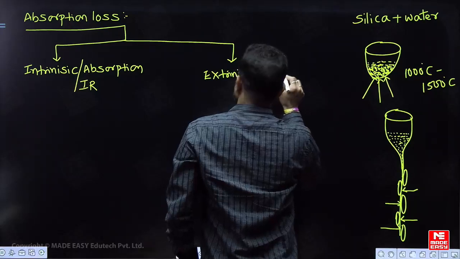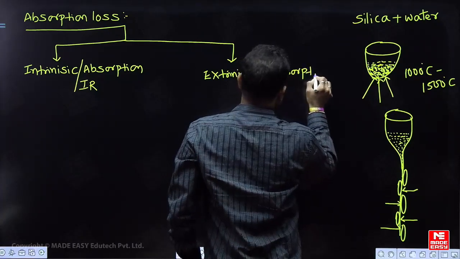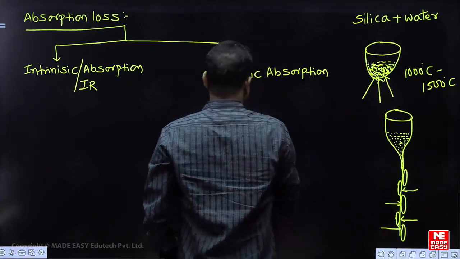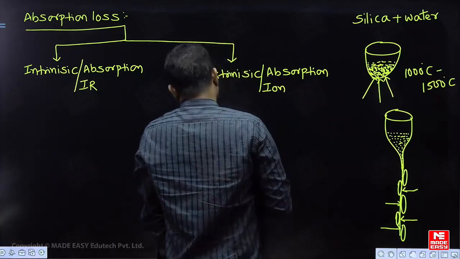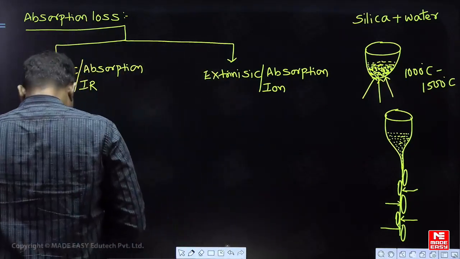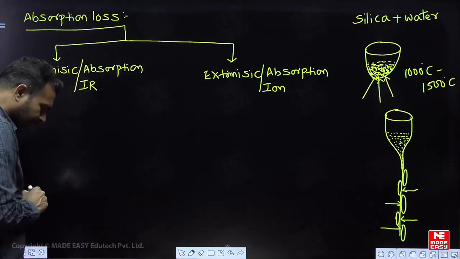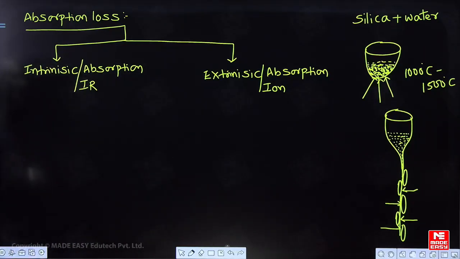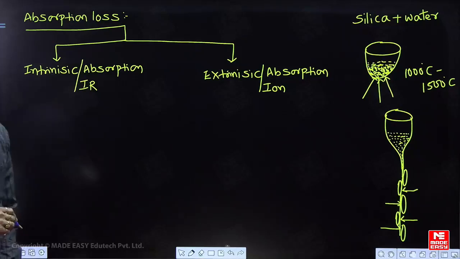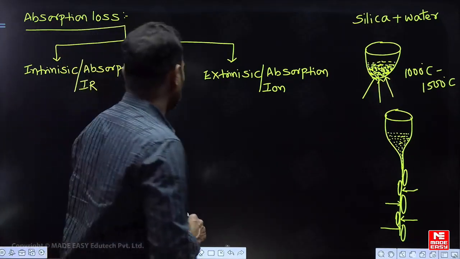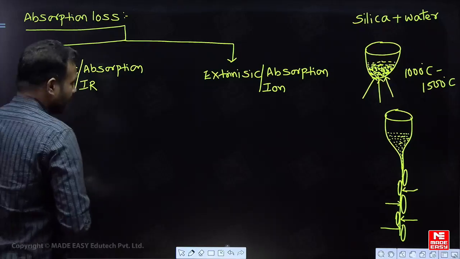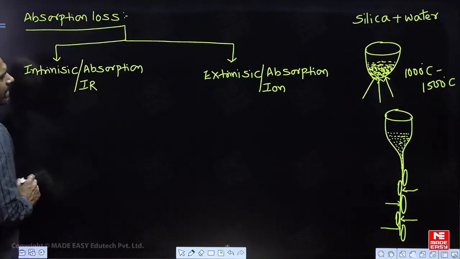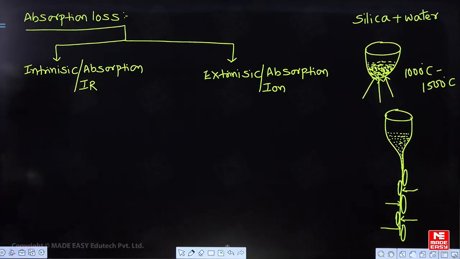The extrinsic absorption is also called ion absorption. So the first one is intrinsic absorption, and the second one is extrinsic, also called ion absorption. This is the concept we have. Talking about intrinsic absorption and extrinsic absorption, I can explain this to you clearly.